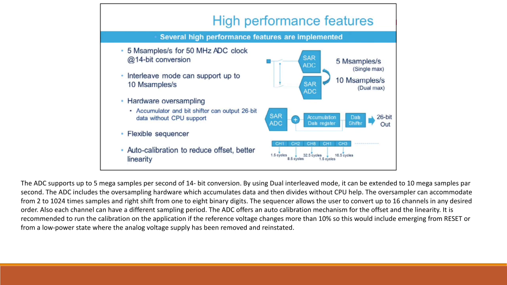The sequencer allows the user to convert up to 16 channels in any desired order. Also, each channel can have a different sampling period. The ADC offers an auto calibration mechanism for the offset and the linearity. It is recommended to run the calibration in the application if the reference voltage changes by more than 10%. This would include emerging from a reset or from a low power state where the analog voltage supply has been removed and reinstated. So let's talk about the speeds.